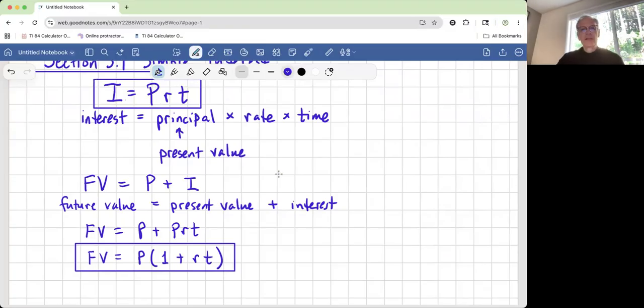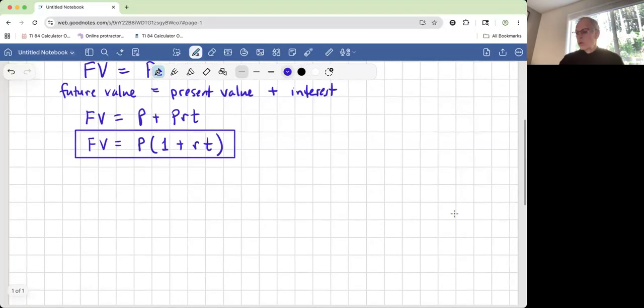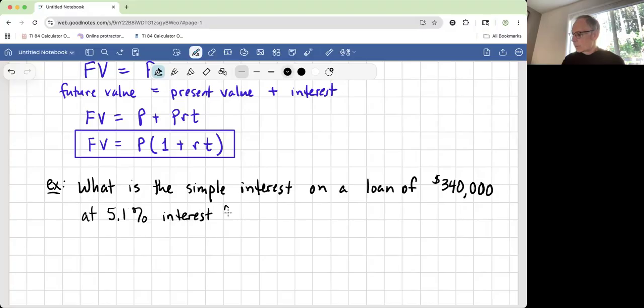All right, now I think there's like three examples to go over before you work on the assignment. So the first example looks like this. You are going to borrow $340,000 for 120 days. So what is the simple interest on a loan of $340,000 at 5.1% interest for 120 days?